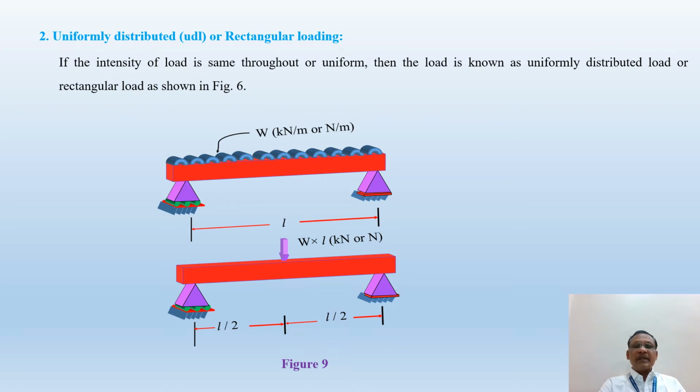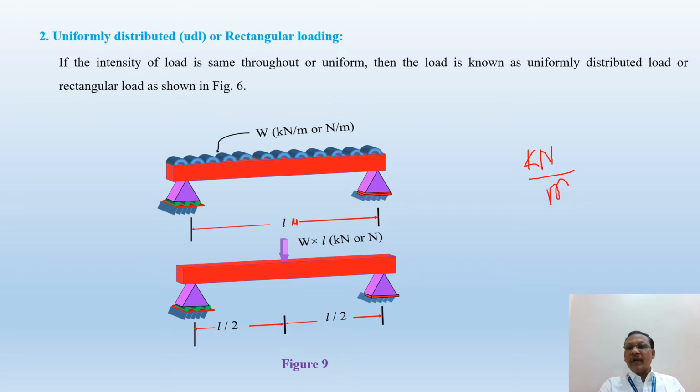First of all, we are going to discuss how to convert this uniformly distributed load into a point load. Let us consider this UDL is acting over a span of L meter. In this case this L is expressed in meter. Now you see how much distance this W is acting. This W is acting over a distance of L meter. So you know that the unit of UDL is kilonewton per meter.